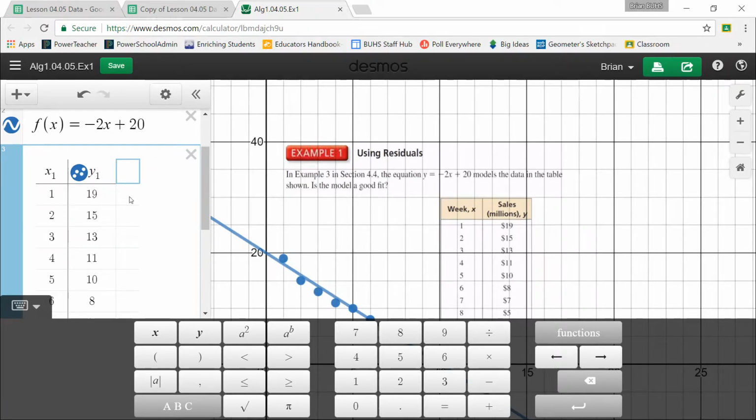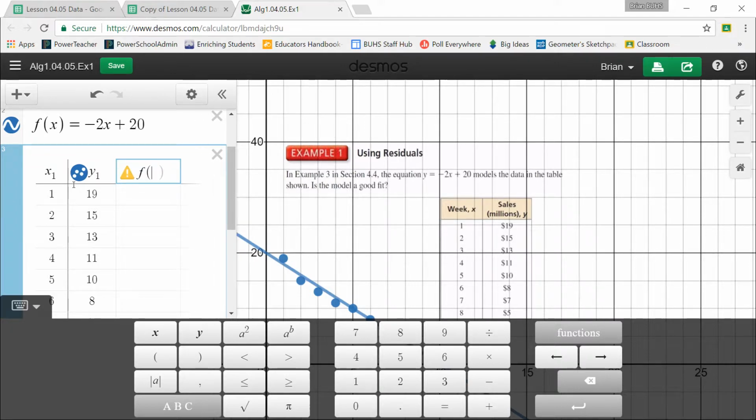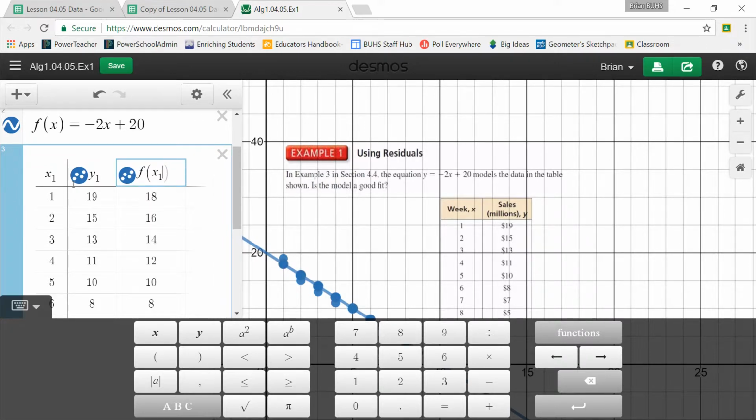the right of y1. Now notice I conveniently named my function f of x instead of y equals. And one of the ways I can have this formula work out is if I write f of, in parentheses, x1. And notice now it fills this column. And what's it doing? It's taking these x values and plugging them in for x and telling me what the output is automatically. Click to the right side of that now.